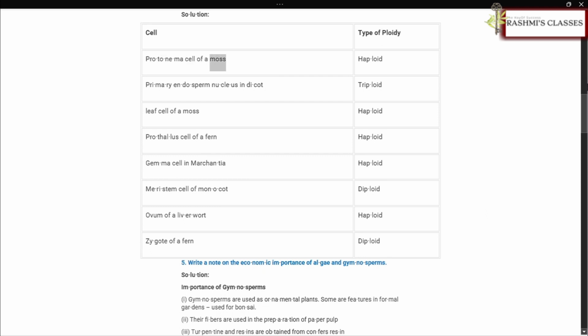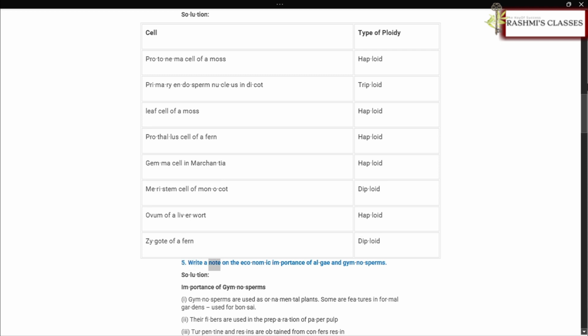Protonema cell of a moss: haploid. Primary endosperm nucleus in dicot: triploid. Leaf cell of a moss: haploid. Prothallus cell of a fern: haploid. Gemma cell in Marchantia: haploid. Meristem cell of monocot: diploid. Ovum of a liverwort: haploid. Zygote of a fern: diploid.